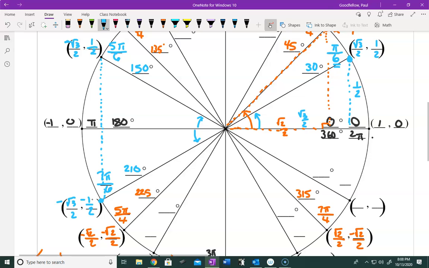Now, do you see how I'm using the same 30, 60, 90 degree triangle, or the 30-degree angle, pi over 6, in each reference deal? This is a little reference angle that's telling you that that's a 30-degree angle concept.